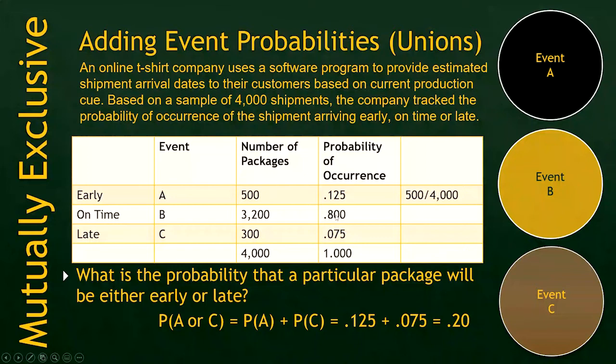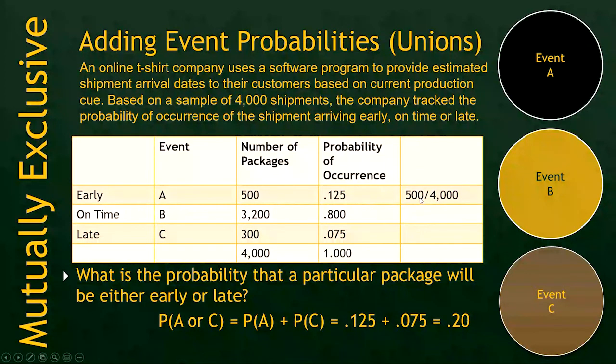In other words, this is inferential statistics. We are taking 3,200, dividing it by 4,000, and we're saying, based on that information right there, we are expecting this to occur 3,200 out of 4,000 times in the future, give or take something that we're going to go over a little bit later. Then what's the probability of it being late? And that is 300 divided by 4,000.